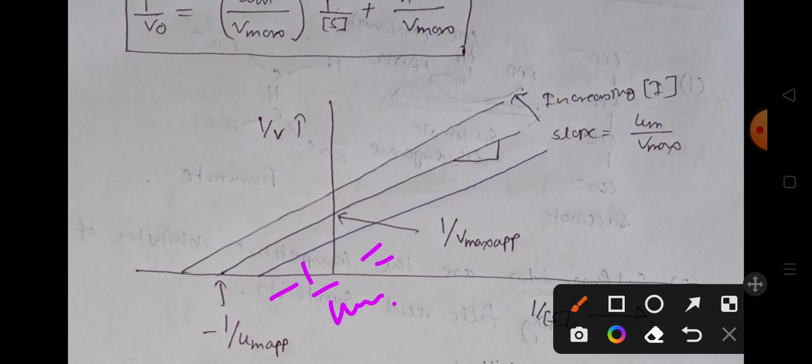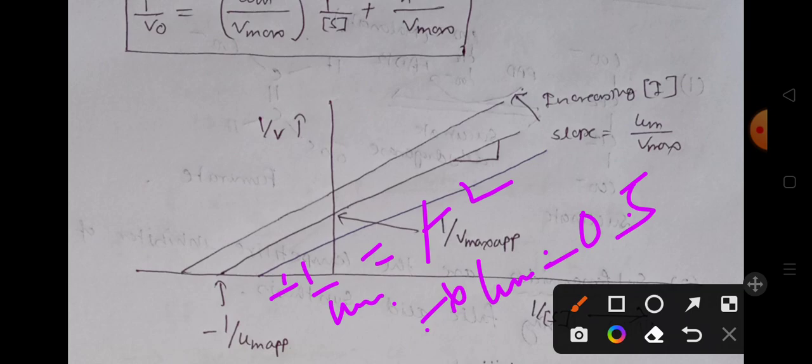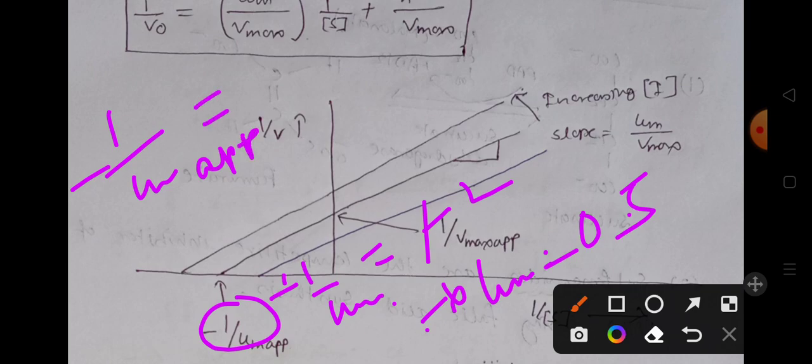Here let's consider the value of minus 1 by Km is minus 2. So by solving the equation, we are getting 0.5, right? Now, minus 1 by Km app, which is the value of Km when inhibitor is present, let's consider the value is minus 5. So by solving this equation, we are getting Km app is 0.2, right?